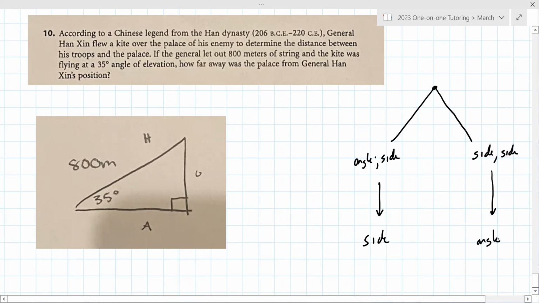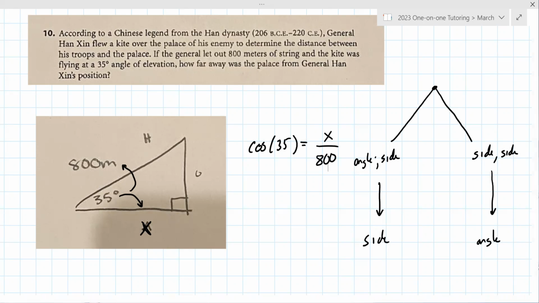So in this case, they want to know how far away from the place. So I believe they want X. We'll call this X. So notice that's the adjacent, and that's hypotenuse. So it's cosine 35 equals X over 800. Do you know how to solve something like this now? Yes. Yes, you do.